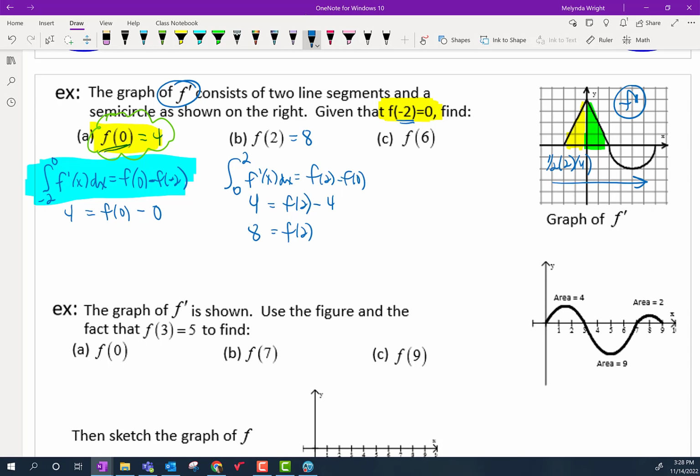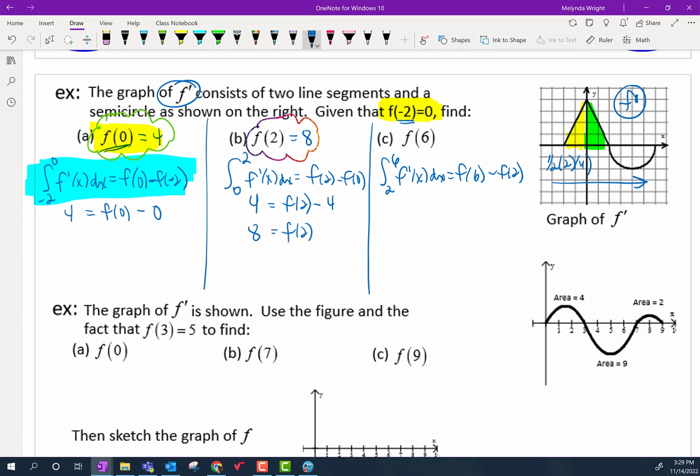Everybody okay? All right, so the last one, again, I'm feeling pretty good about this answer right here. f of 2 is 8, so I'm going to integrate from 2 to 6. That's what I'm going to do. Again, that's just a choice that I'm making. So I'm going to integrate from 2 to 6 of f prime of x dx, and that's going to give me f of 6 minus f of 2.